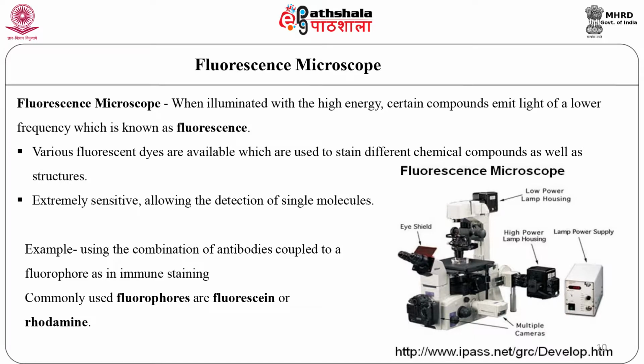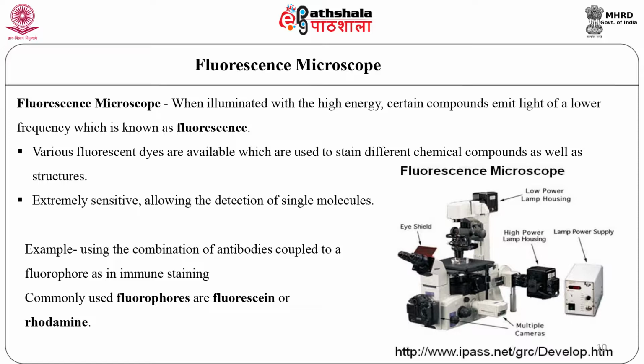When illuminated with high energy, certain compounds emit light of lower energy, which is known as fluorescence. In fluorescence microscope, we use this property to localize various compounds. This method can be extremely sensitive, allowing the detection of single molecules. Various fluorescent dyes are also available, which are used to label different chemical compounds as well as structures.